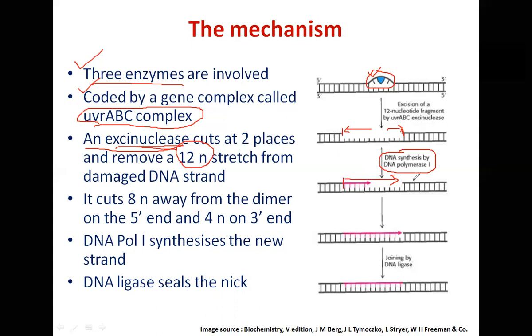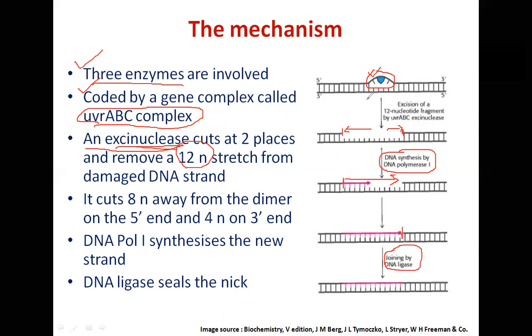Only 12 nucleotides need to be synthesized, and you know that DNA Pol 1 can synthesize up to 20 nucleotides in one go. So the gap will be filled, but you see this nick is there. So this nick is going to be joined by DNA ligase. We have studied that DNA ligase is responsible for sealing the two ends of the DNA.